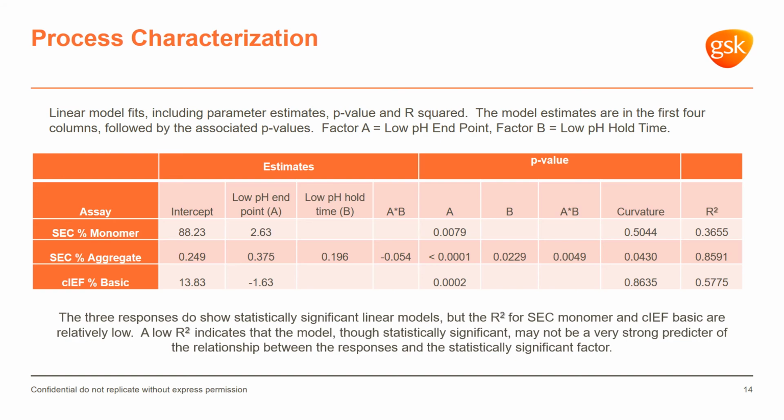There were two important factors that were identified by the DOE, low pH endpoint and the low pH hold time. These two factors had significant impact on percent monomer, percent aggregate, and CIEF percent basic peak. However, the model fit confirmed that percent aggregate was the only parameter that had significant power to predict a relationship between low pH endpoint and low pH hold time.